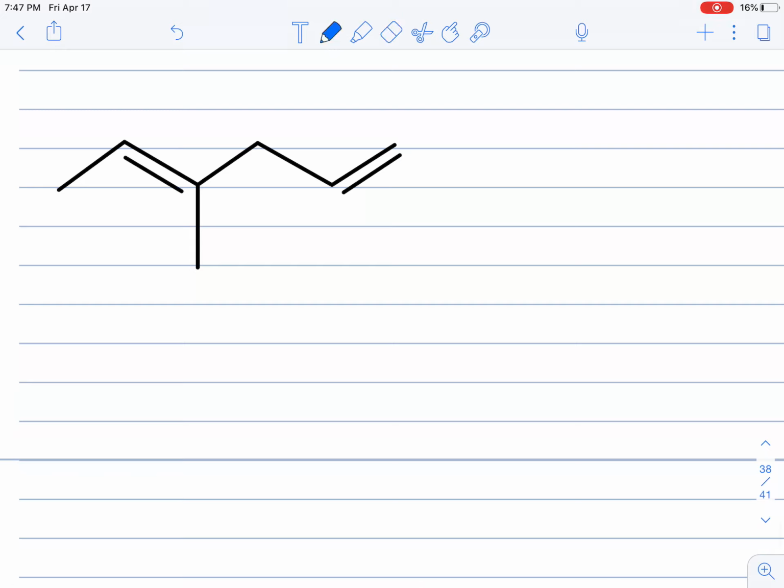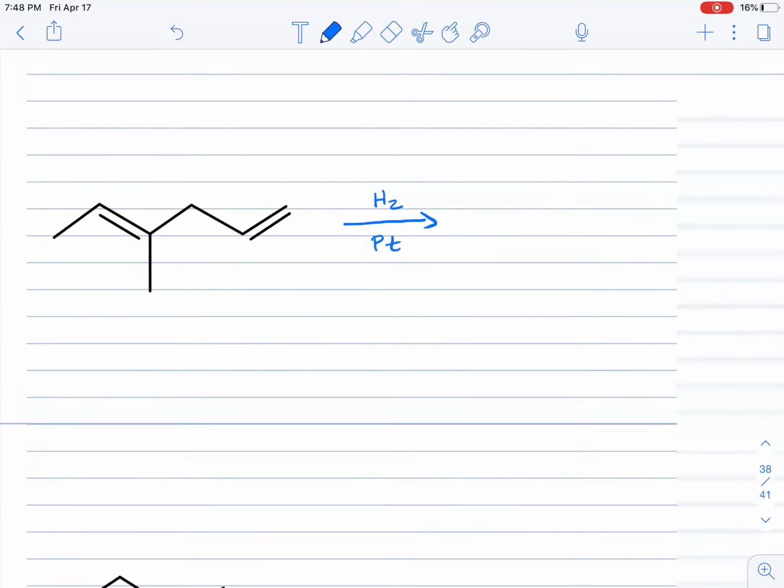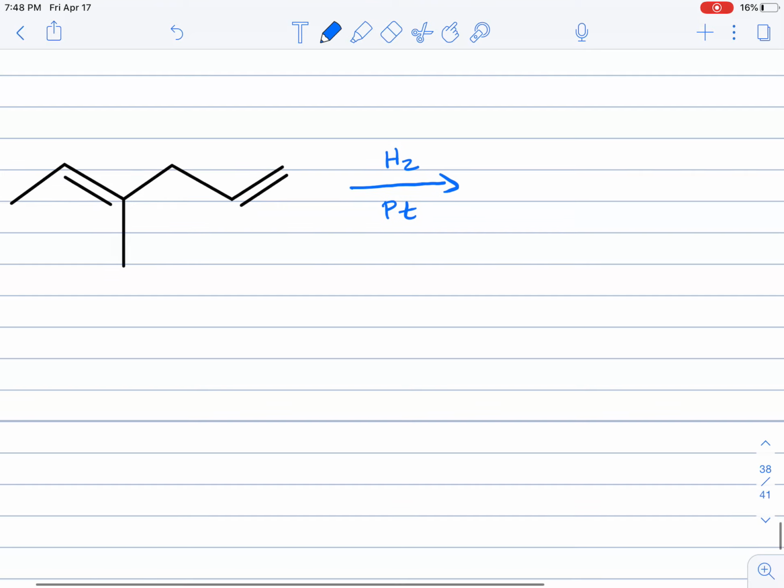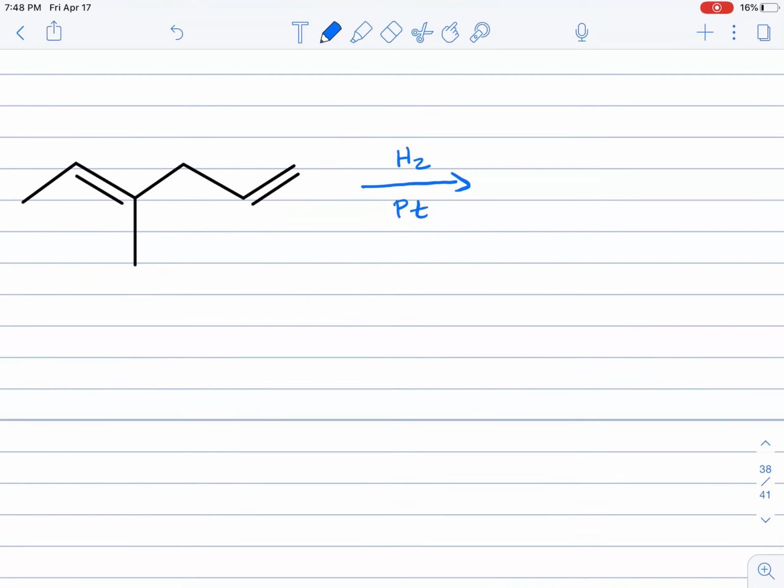And so let's go ahead and look at this reactant. So if we have hydrogen gas, let's just say platinum this time instead of nickel or palladium, what would my product be? Okay. And so I'll give you guys just a little bit of time. Feel free to pause this video to kind of draw the product or predict the product.